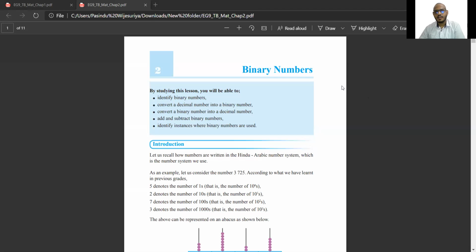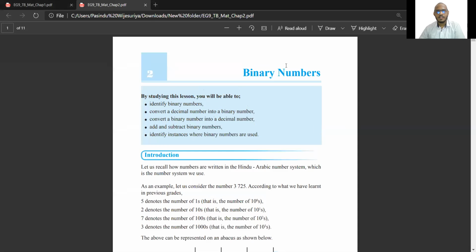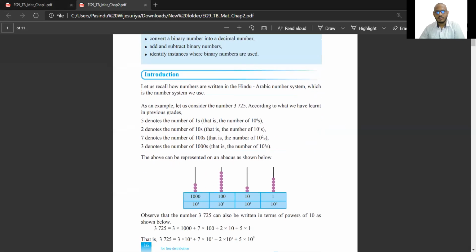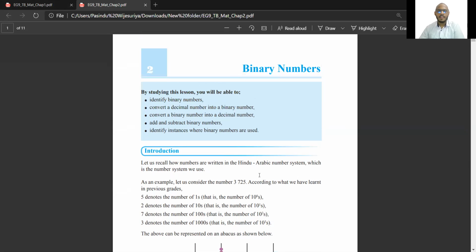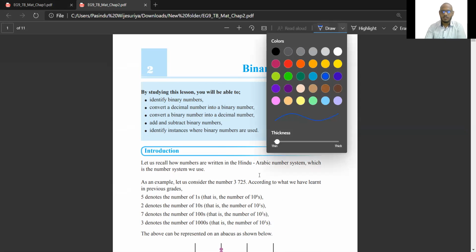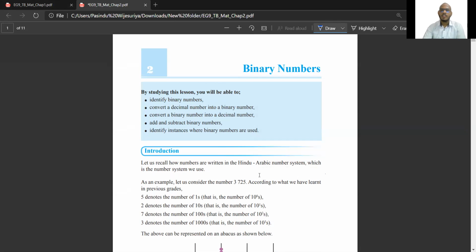As I said, the chapter is binary numbers. Starting with, as you all may know, how the number systems are called.